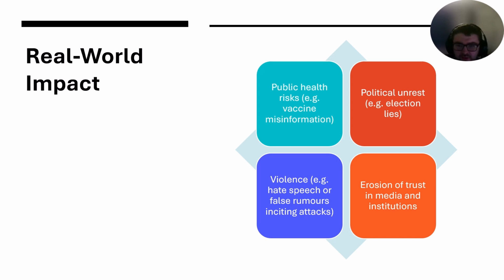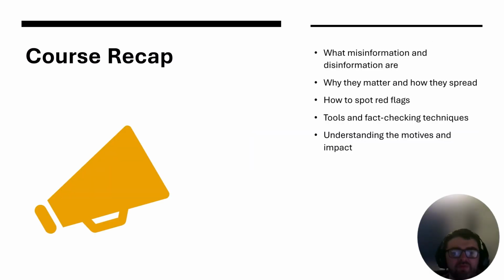So let's run through a quick recap of what we learned in the course today. We learned what misinformation and disinformation are. We've learned why it matters and how it spreads. We've learned how to spot red flags and emotional triggers. We've learned what tools you can use to verify and fact check misinformation. And we've learned to understand the deeper motives and impact of false information. You've covered a lot, and these skills are incredibly valuable to you in both your everyday and digital lives.